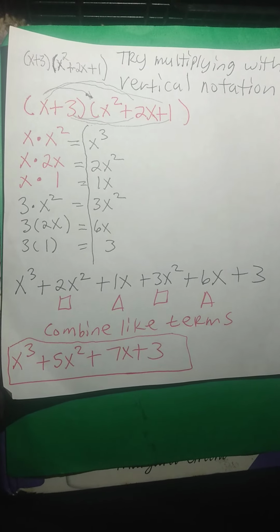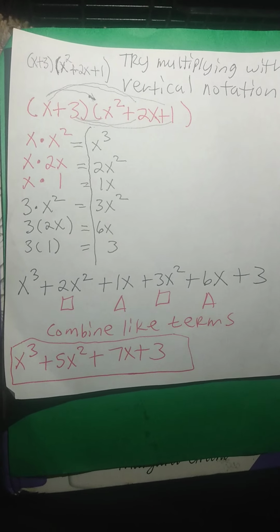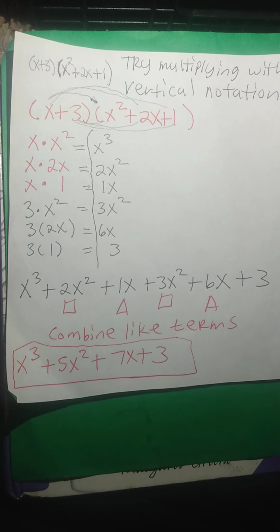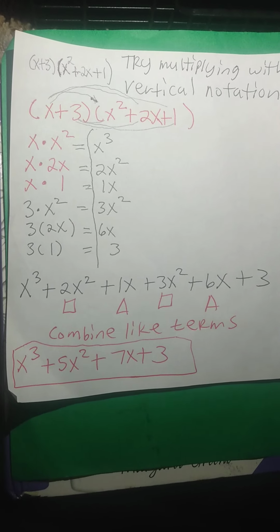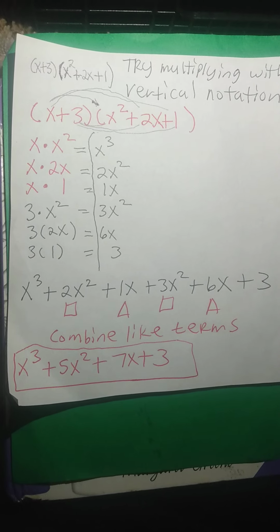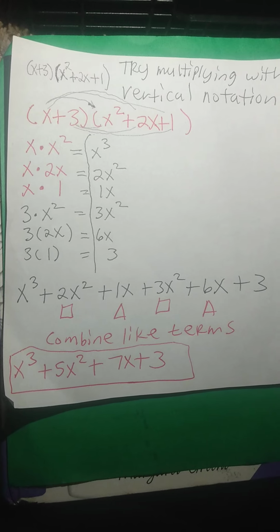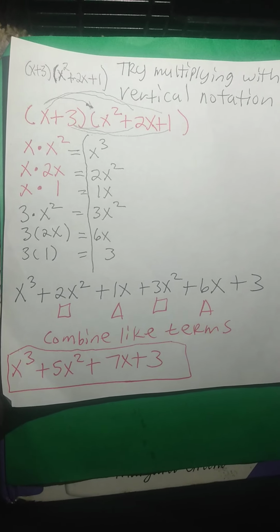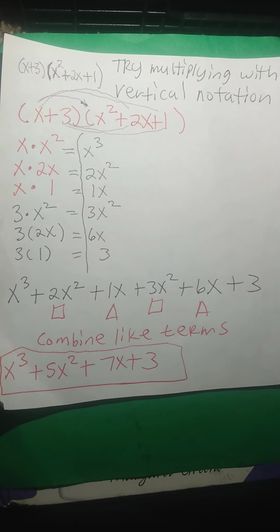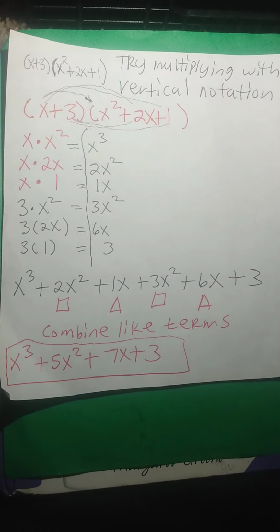And then x times 2x is considered x to the power of 1 times 2x to the power of 1, which will equal 2 times x to the power of 1 plus 1, which will give you 2x squared. x times 1 is 1x, 3 times x squared is 3x squared. 3 times 2x will equal 6x. 3 times 1 will equal 3.